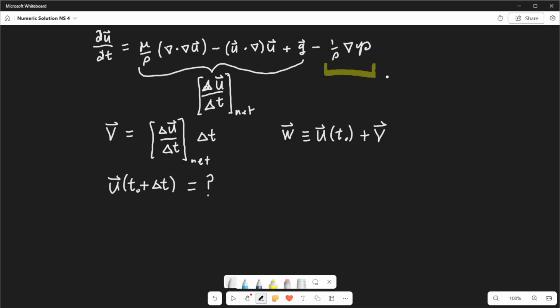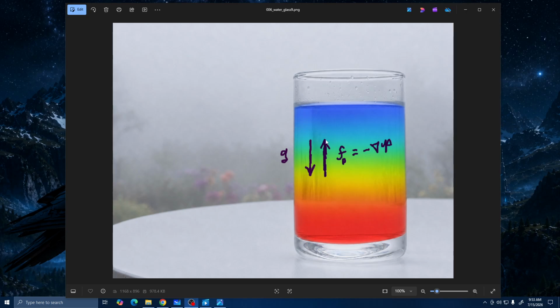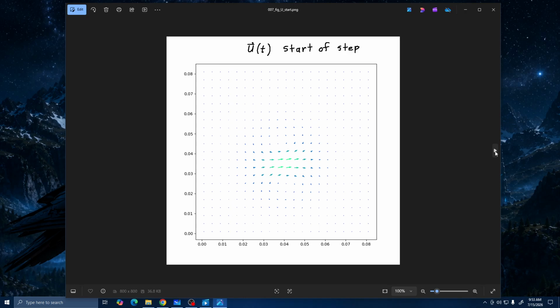So in general, this converts W to u. In this case, it just stopped the motion, but there's a more complicated scenario. So let's go over this.